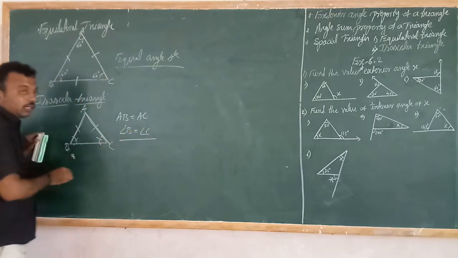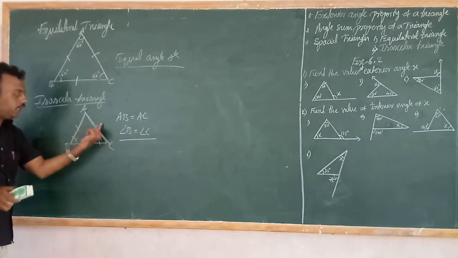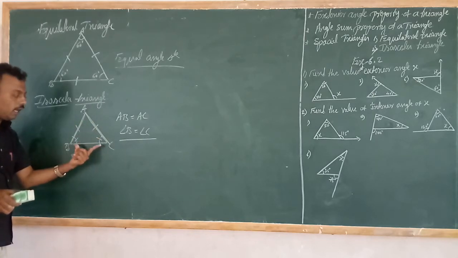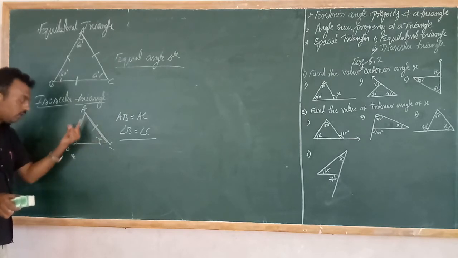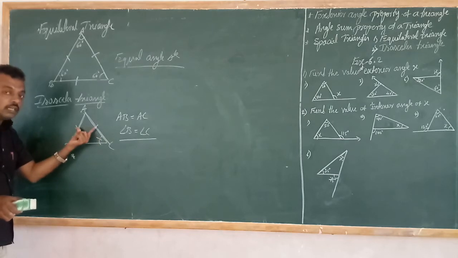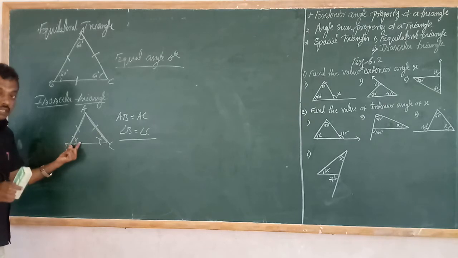Angle B is equal to angle C. So therefore, base angles opposite to equal sides are equal. These angles must be equal when the opposite sides are equal. When in an isosceles triangle any two sides are equal, the opposite angles must be equal.